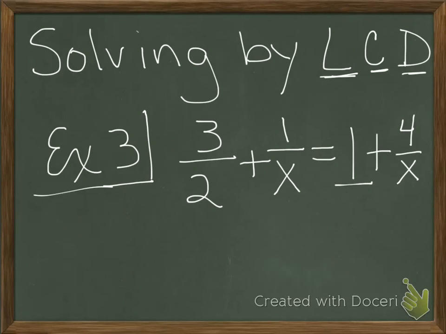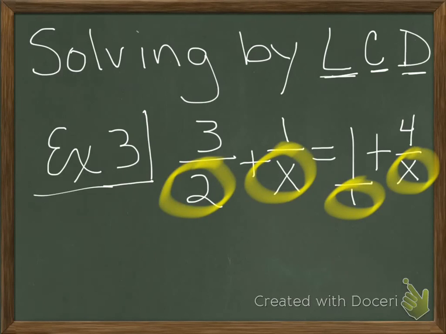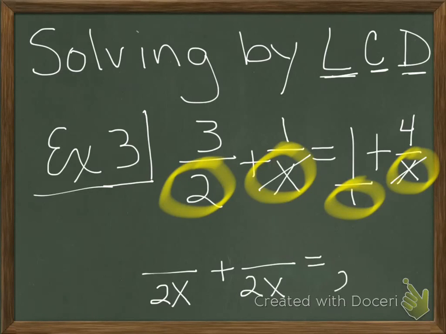So the first thing I'm going to do is make that 1 be 1 over 1 so that it has a denominator. Then I'm going to look at these denominators to see what my common denominator would be. I have a 2, and I have x twice, but I'm only going to write it once, and I have a 1, which doesn't change anything because 2 times 1 is still just 2. So I'm going to write each of my denominators as 2x.